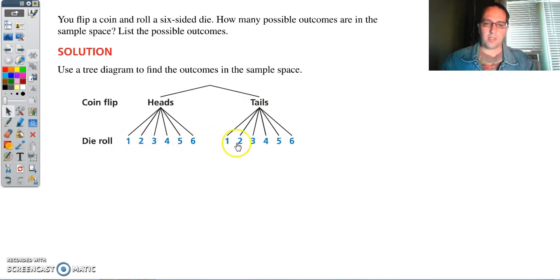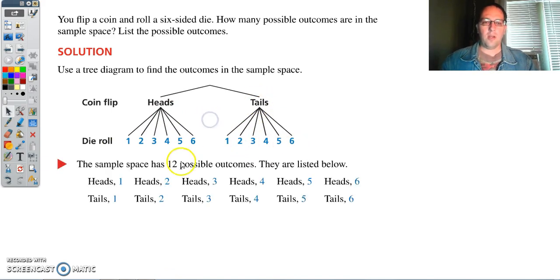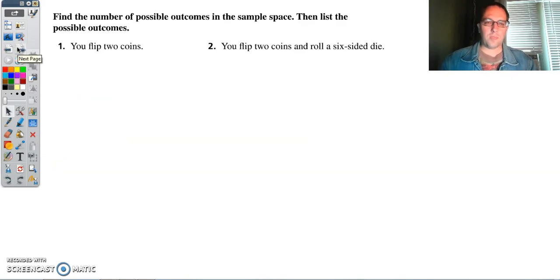And down here at the bottom, this is how many total possibilities we have. We have 6 possibilities with heads, 6 possibilities with tails. So we've got a total of 12 possible outcomes, and here they're all listed. This right here is the sample space. All right, heads with a 1, heads with a 2, heads with a 3. That's the sample space. Okay. So what I want you to do is pause the video, list out the sample space for these two trials here, these two things, and come back and check your work.